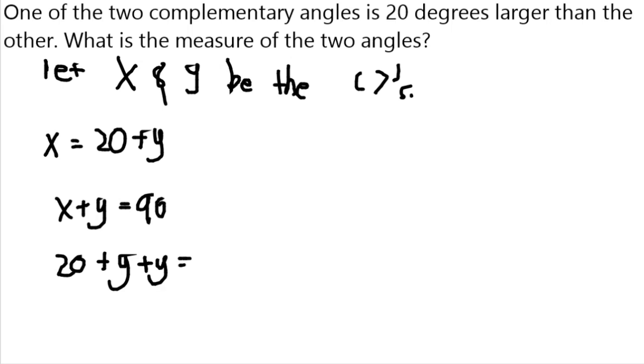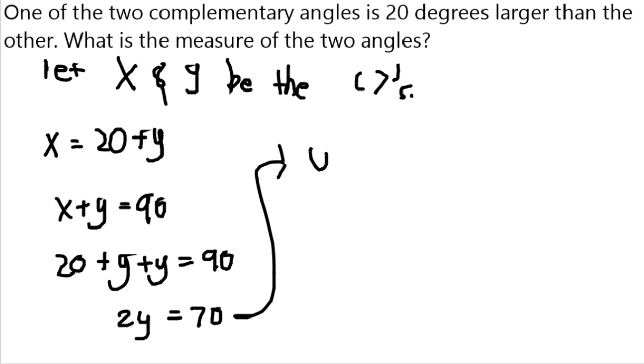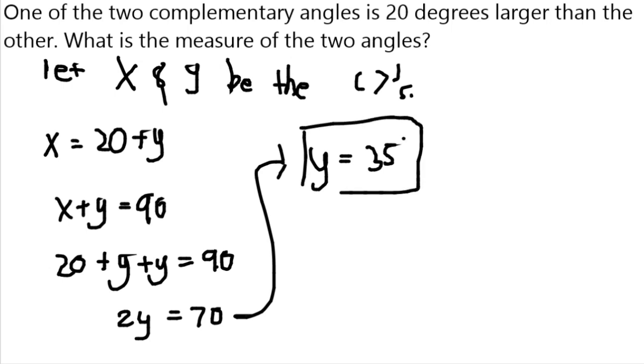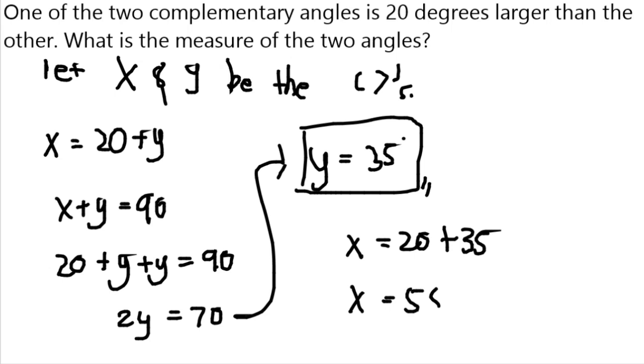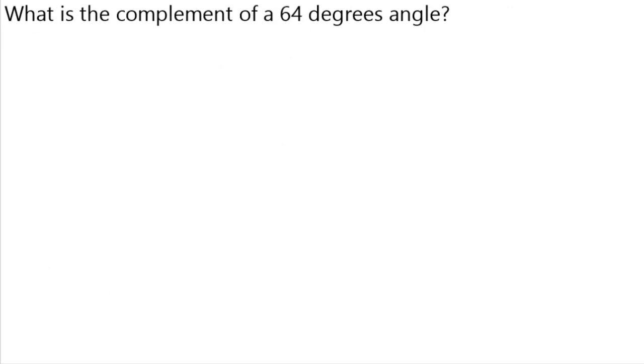Now we can substitute the x value, which is 20 plus y. Combine like terms and move it to the right side just like earlier. Now let's divide both sides by 2, so we get 35 degrees. This is not the final answer. We still need to calculate the x angle. Here we got 35, and 35 plus 20 is going to be 55 degrees. So the measures of the two angles are 55 degrees and 35 degrees.